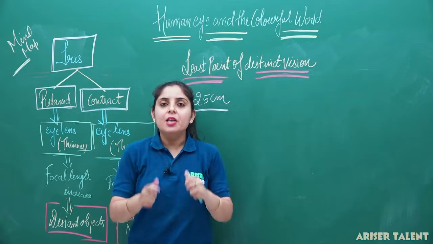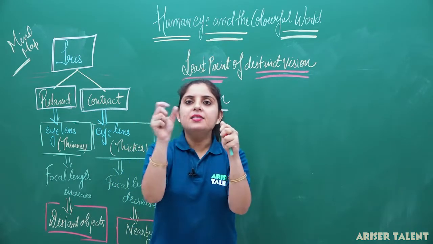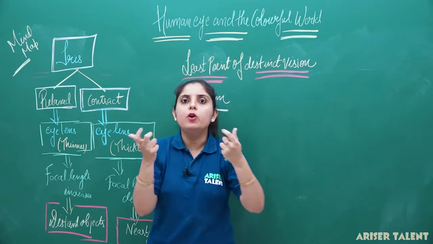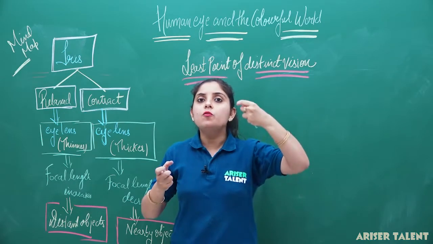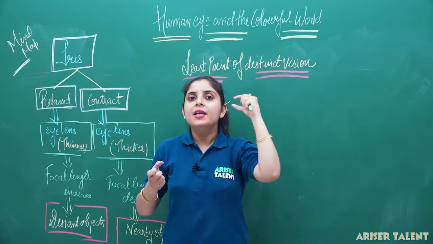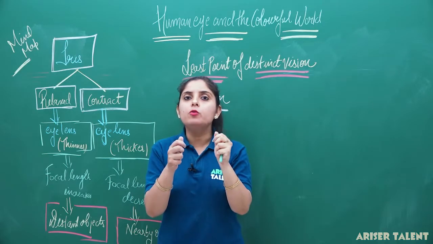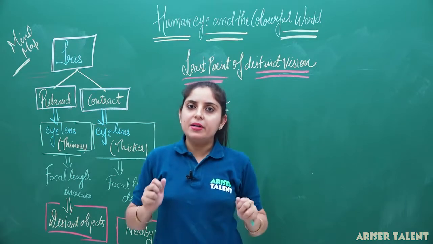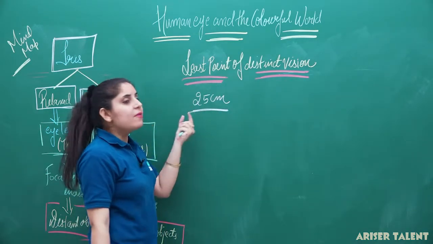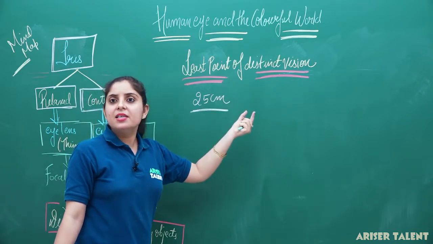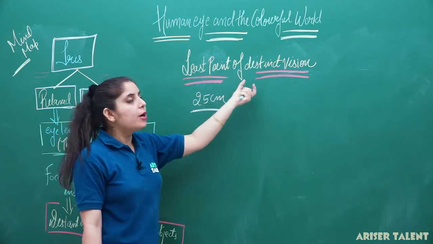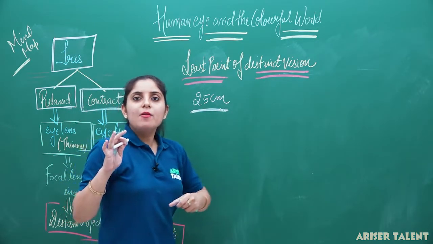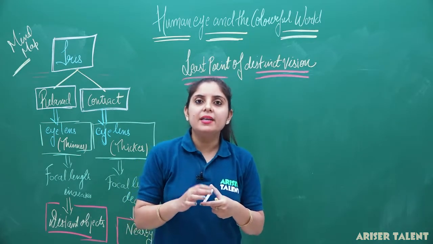You have seen that when you hold a paper with something written on it closer to your eye, the image gets blurred. You cannot read the letters very clearly. So what must be the least distance of vision? It must be 25 centimeters. You have to keep the paper on which the letters are written at a 25 centimeter distance. That 25 centimeter distance will be your least distance of vision, or the least point of distinct vision. So our eye is able to clearly see the object at 25 centimeters.